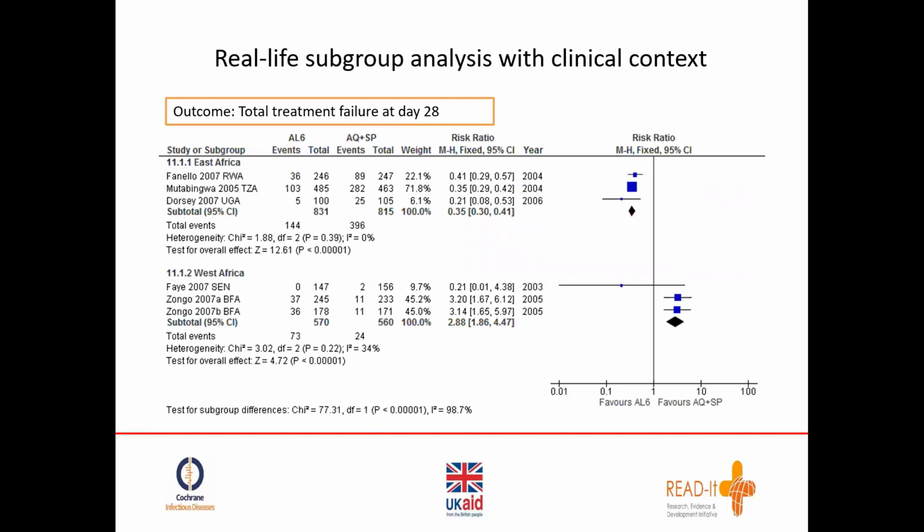So this example has been taken from the Cochrane review, artemisinin-based combination therapy for treating uncomplicated malaria, which was published by Dave Sinclair et al. The subgroup analysis compares the effect of 2 malaria treatments, artemether-lumefantrine, or AL6, and amodiaquine plus sulfadoxine-pyrimethamine, or AQ plus SP, on the outcome of total treatment failure at day 28. And the characteristic being investigated here is geographical region.